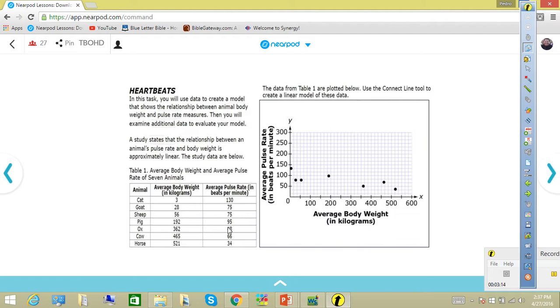Once they give you that, they're going to plot the points onto a graph. Look at it. So here, this one is 3, 130. 3 is about right here, 130 is up here, so there's my first point. The second point is 28, 75. 28, 75 is about right there. The next point is 56, 75. The next one is 192, 95. 192 is close to 200, and 95 is close to 100, so there it is. Does everybody see all the points? Yes. It's on your screen, right?